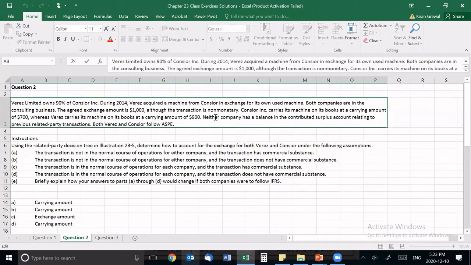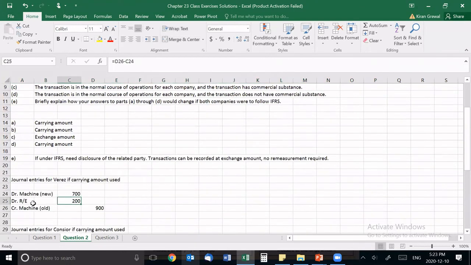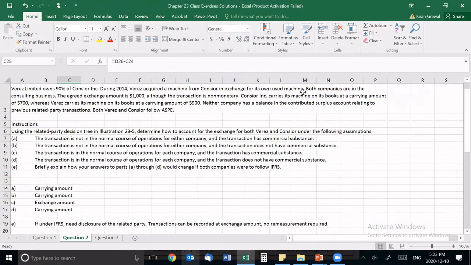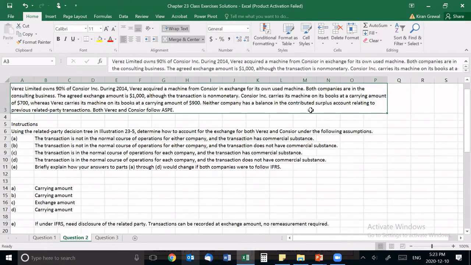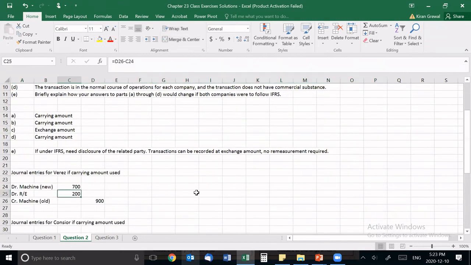So this is where this comes in. Neither company has a balance in contributed surplus. If the company had some credit balance in contributed surplus, that credit balance could be zeroed out. So you could debit the contributed surplus until that balance is zero, and then the rest would be debited to retained earnings. But contributed surplus cannot be a debit balance. So if you remember that, when you have to debit the difference, it has to go into retained earnings unless there is a balance in contributed surplus that you can zero out. In this example, there isn't. Neither company has a balance in contributed surplus, so we're going to use the retained earnings.